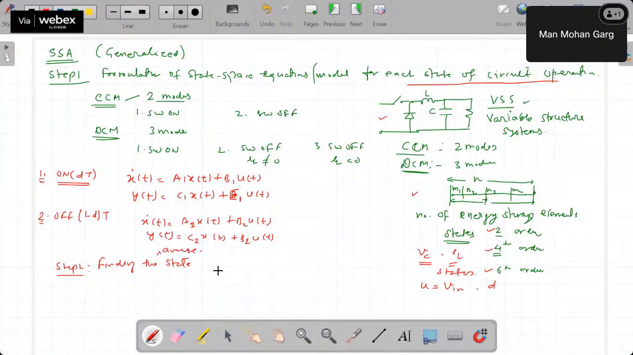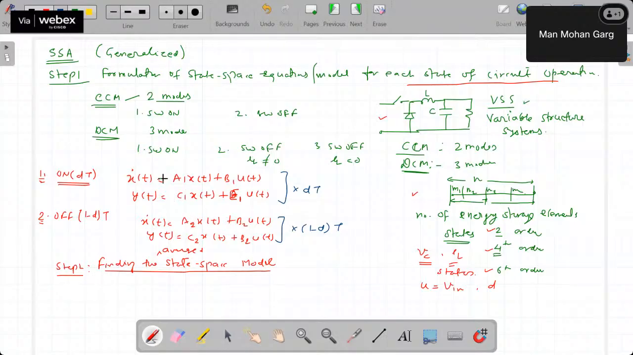So step 2 becomes finding the average state space model. How is that done? This model is for D times T period, and this model is for 1 minus D times T period. So we multiply these equations with DT, multiply these equations with 1 minus D times T, add them, and divide by T. So we get the average state space model.